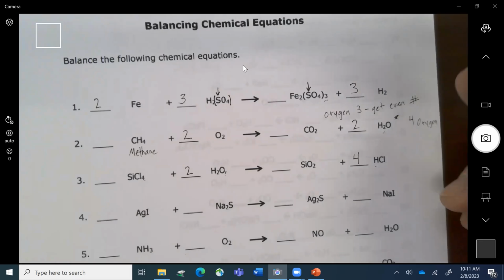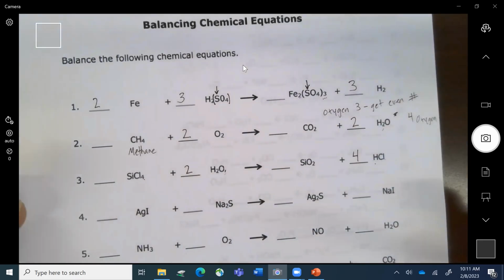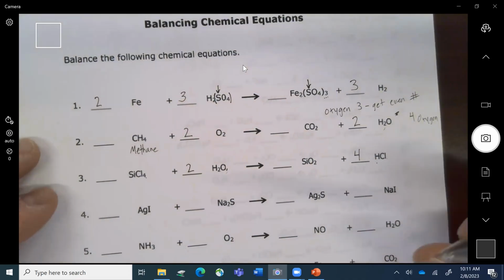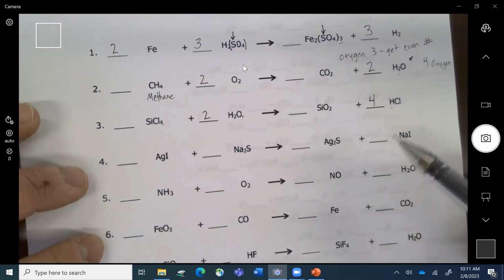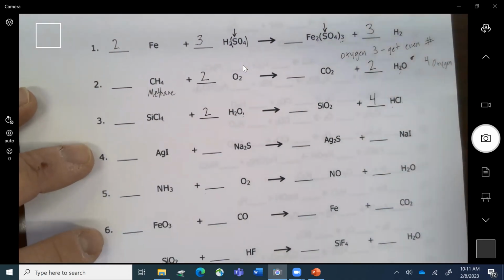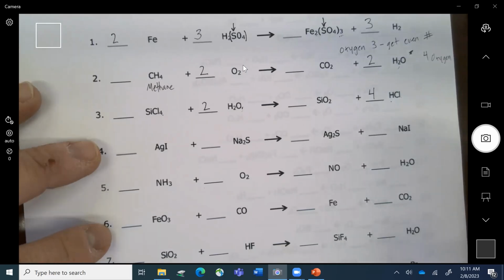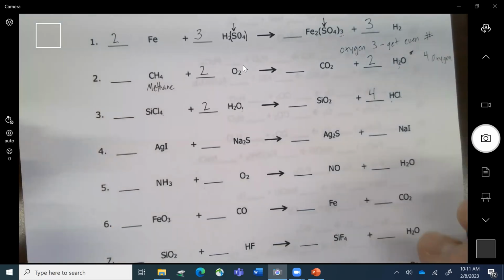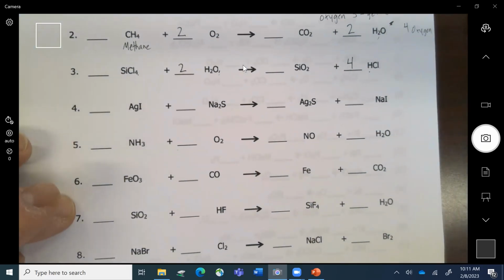All right, so now that I've shown you a few of these, why don't you all try 4, 5, and 6 here? I'll give you 6 minutes for these 3, and then we'll go over them together, okay? So 4, 5, and 6 on this sheet.